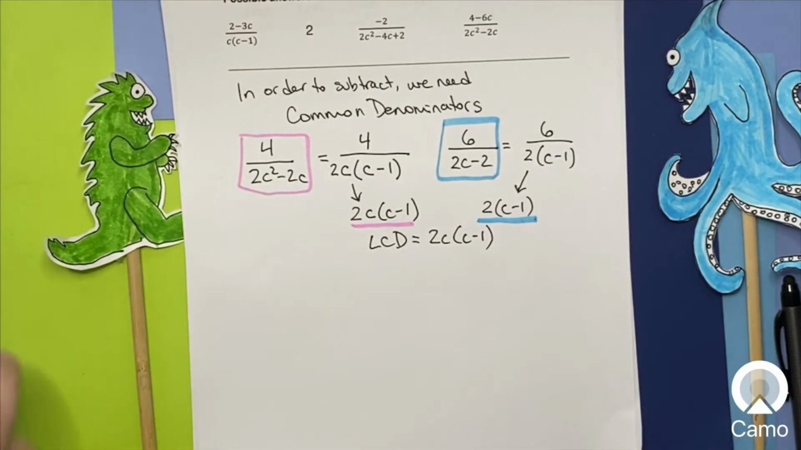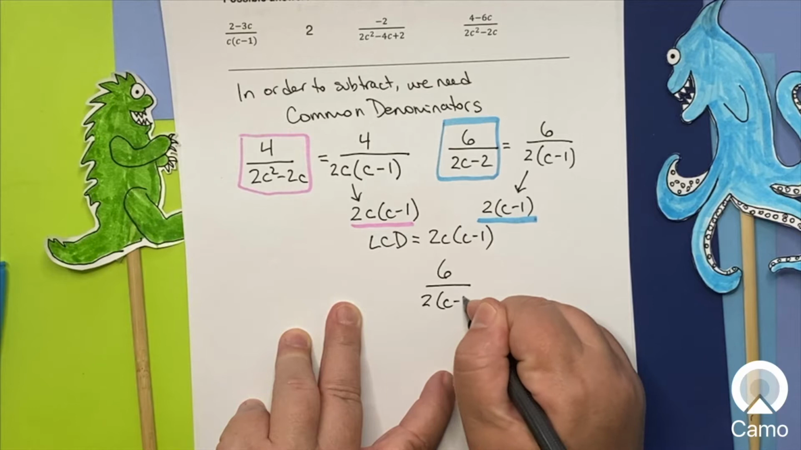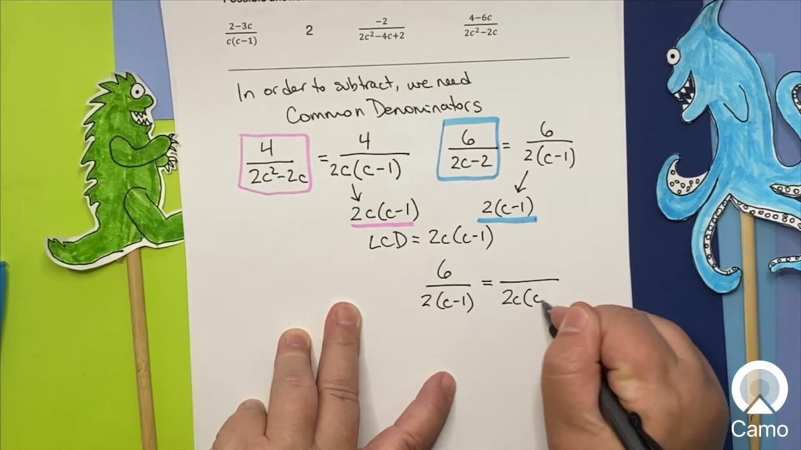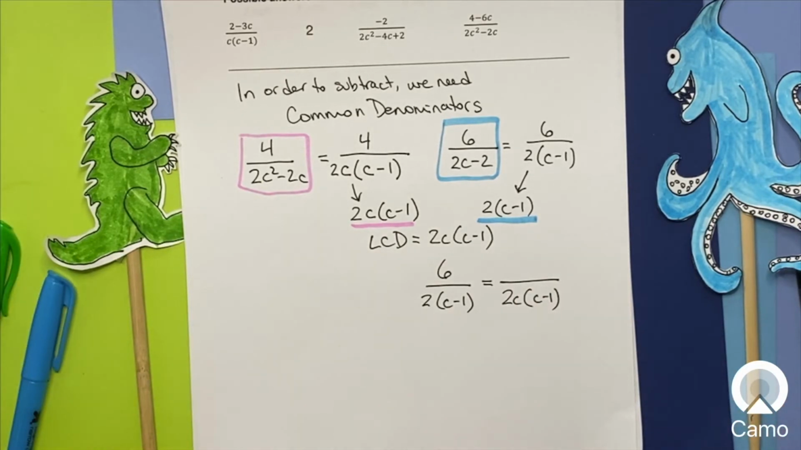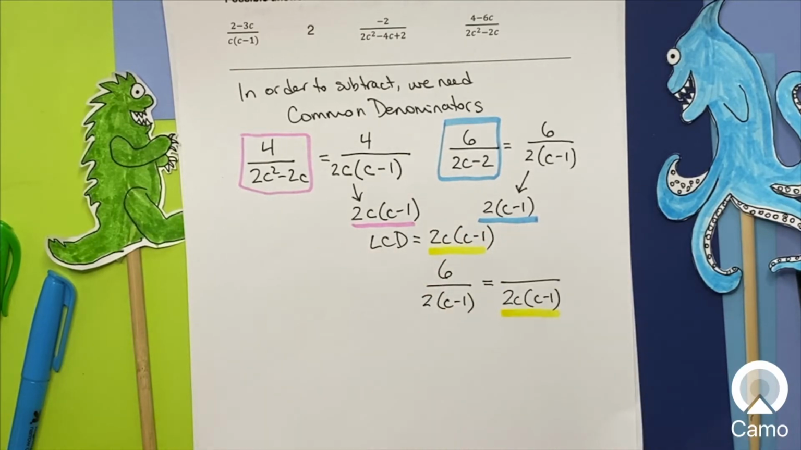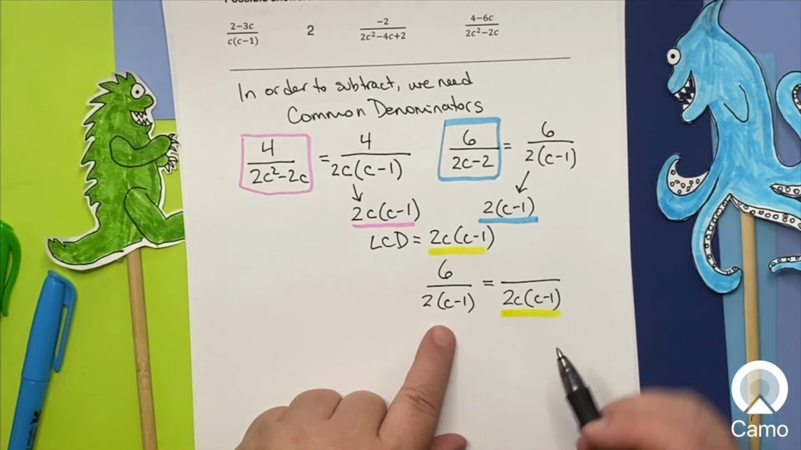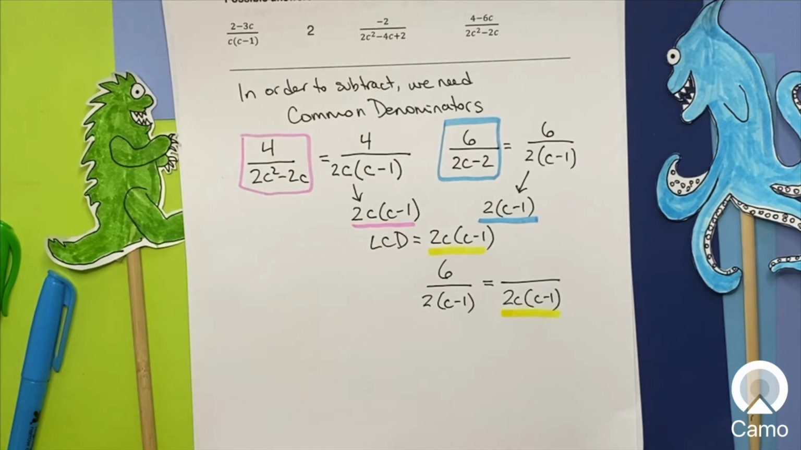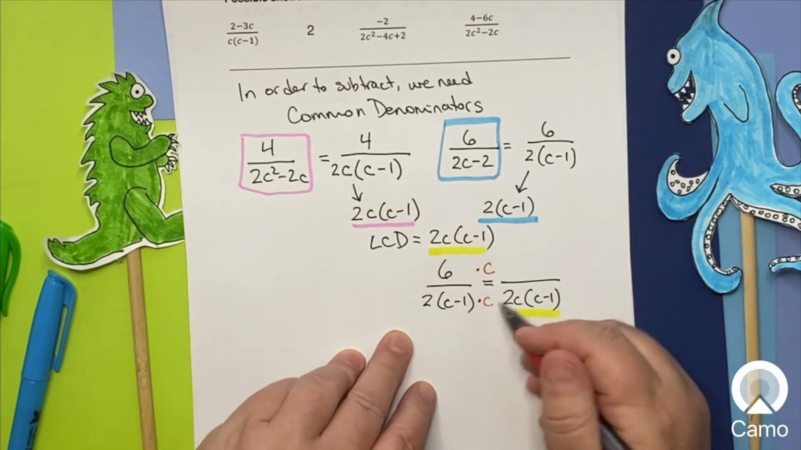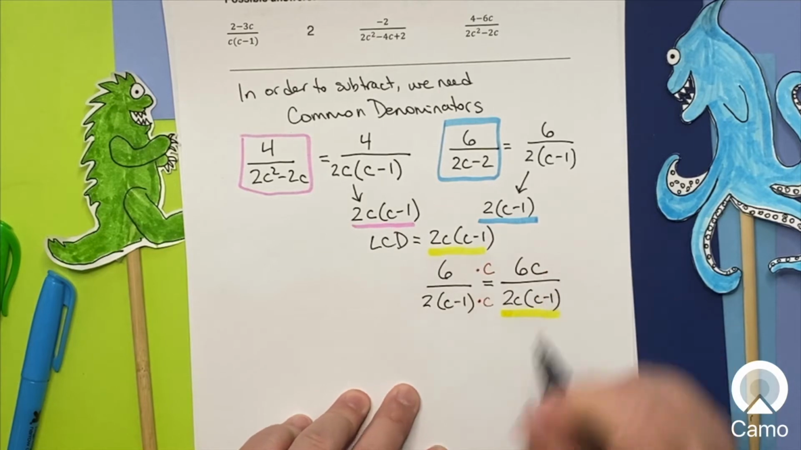So I have to rewrite my 6 all over 2 times the quantity c minus 1. And I need the LCD, which is my 2c times c minus 1. There's, let's see, yellow. There's my denominator for my common denominator. So what's missing? I've got a 2. I've got a c minus 1. I need a c in there. So I'm going to multiply by c in the denominator and multiply by c on top. Remember, you have to keep it balanced. Okay, so I've got 6c up on top.